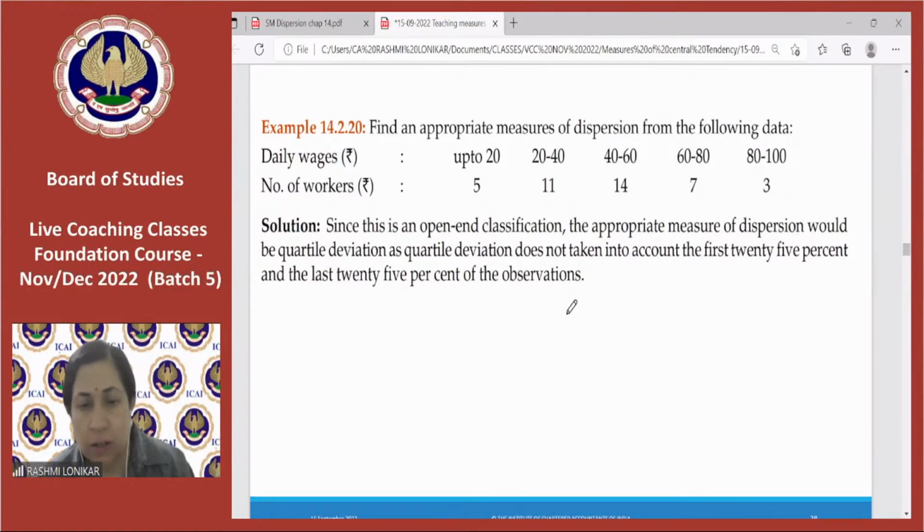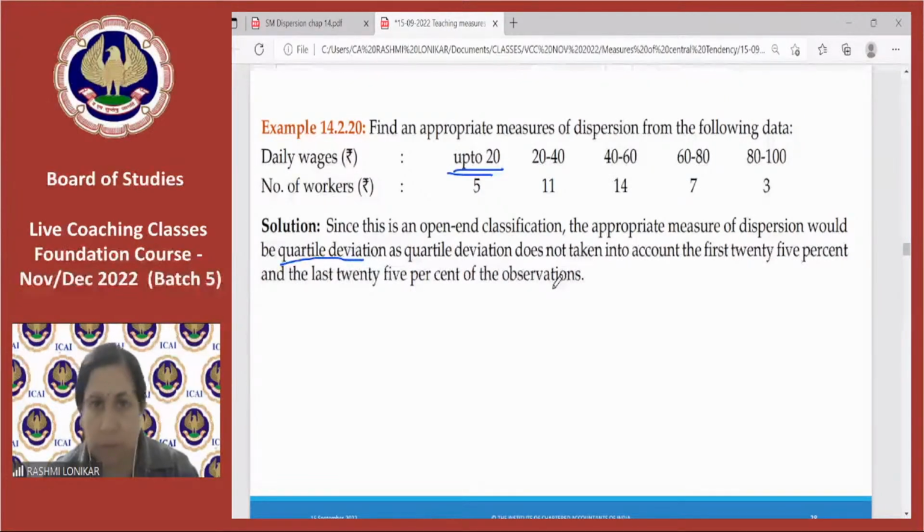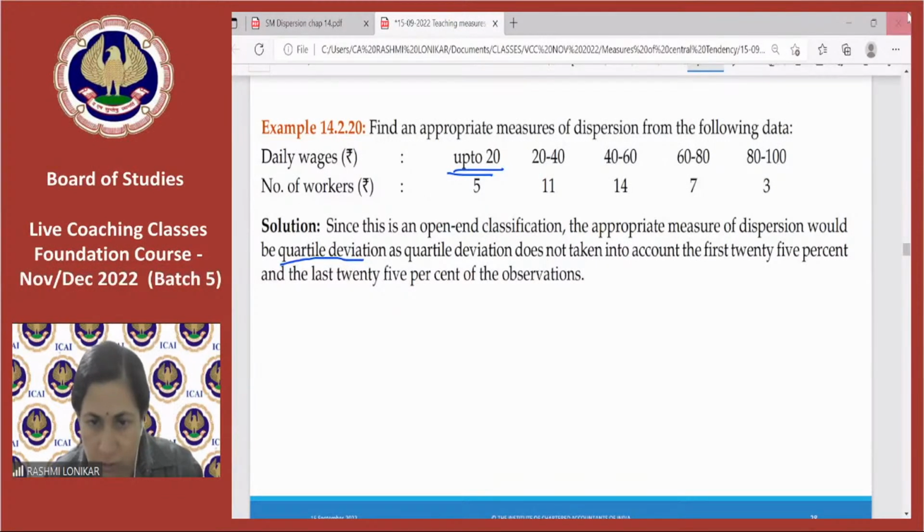So here, like I was telling you, up to 20, this is an open-ended classification. And when you have an open-ended classification, you should use quartile deviation. So since this is open-ended, the appropriate measure will be quartile deviation, as it does not take into account the first 25% and the last 25% of the observations. So remember, whenever you see an open-ended classification, you must use quartile deviation.